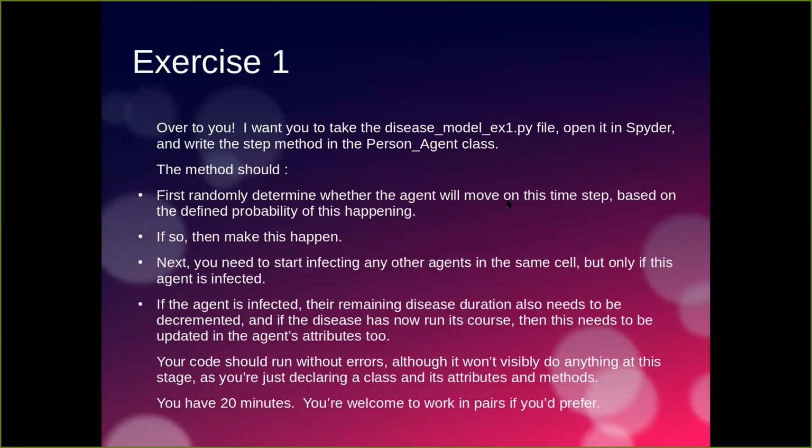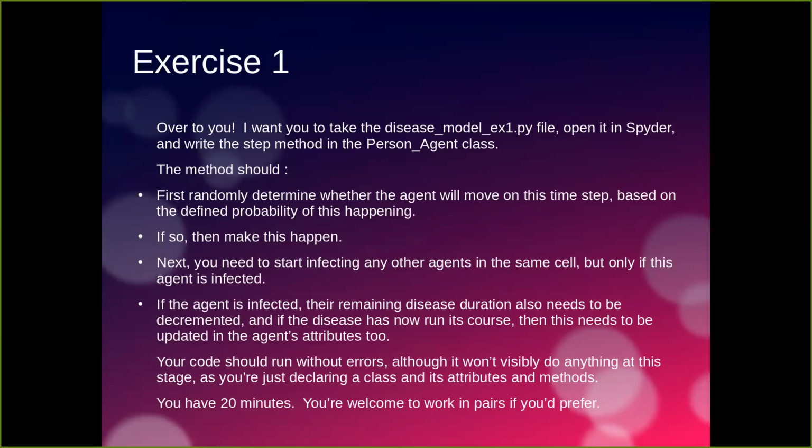I want you to write the step method. What the method should do, first of all, is randomly determine whether the agent will move on this time step based on the defined probability of this happening. If they are going to move, then you need to make that happen. Remember the functions that are already written. Then you need to get it to start infecting any other agents in the same cell, but only if this agent is infected. So you don't want them infecting other people if they're not infected. And if the agent is infected, their remaining disease duration also needs to be decremented by a day, by one time unit.